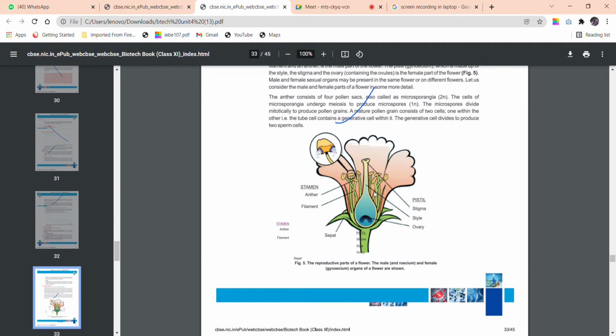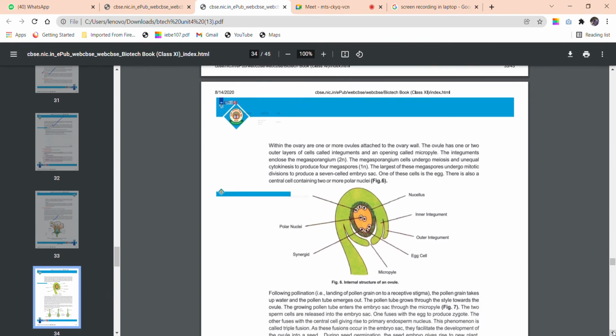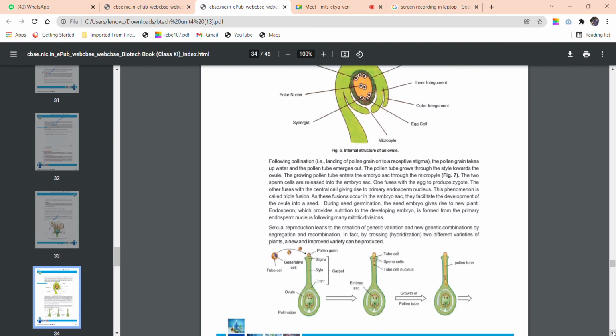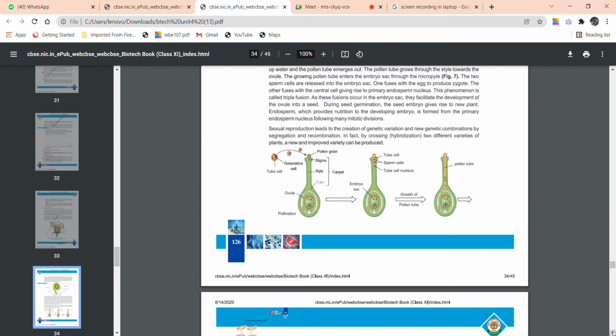So after pollination I want to discuss fertilization, triple fusion and double fertilization. You can observe in the diagram figure number 6, internal structure of ovule. You know, if you observe the structure, just go through the book, page number 126.